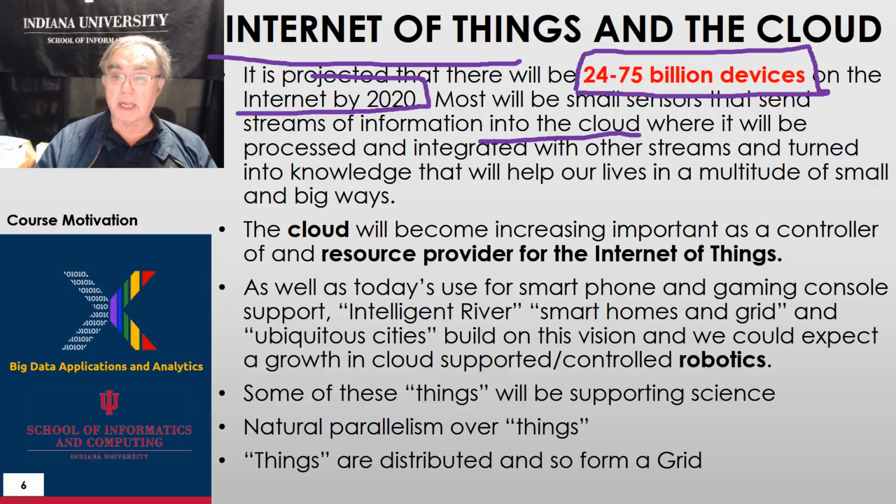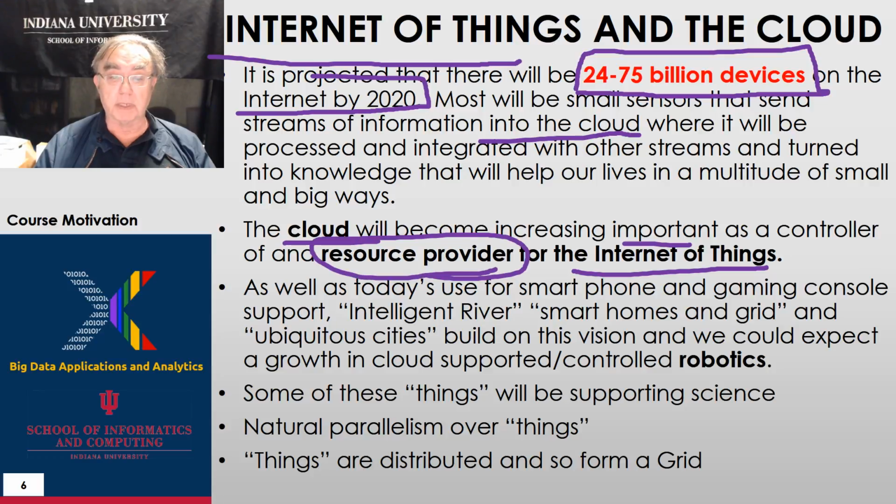The cloud will not only respond to that particular smartphone, it will actually integrate the data from lots of smartphones to get some global picture of what's going on, which will help in other types of analyses. And so the cloud is a critical controller for the Internet of Things. It also is a resource provider, because when I do a search on my smartphone, I'm going to the cloud to do the search.